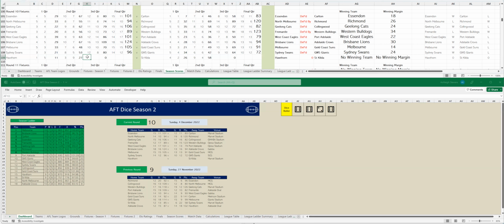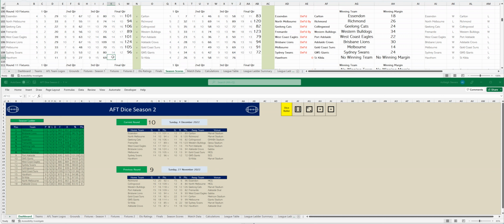All right, Hawthorn have kicked 6 goals, 6 after half time. So that's 9 goals, 15. To St Kilda, 2 goals, 6. So that's 11 goals, 10. And at three-quarter time, St Kilda are leading by 7 points. Let's go to the last quarter.